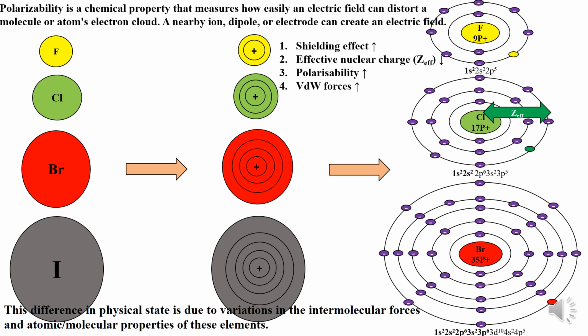So in case of iodine atom, the shielding effect is more, effective nuclear charge is less, polarizability is high, van der Waals forces are high, and therefore, as an end result, iodine is solid in nature. So all these four factors go hand in hand, contributing towards the physical state of the halogen molecules.